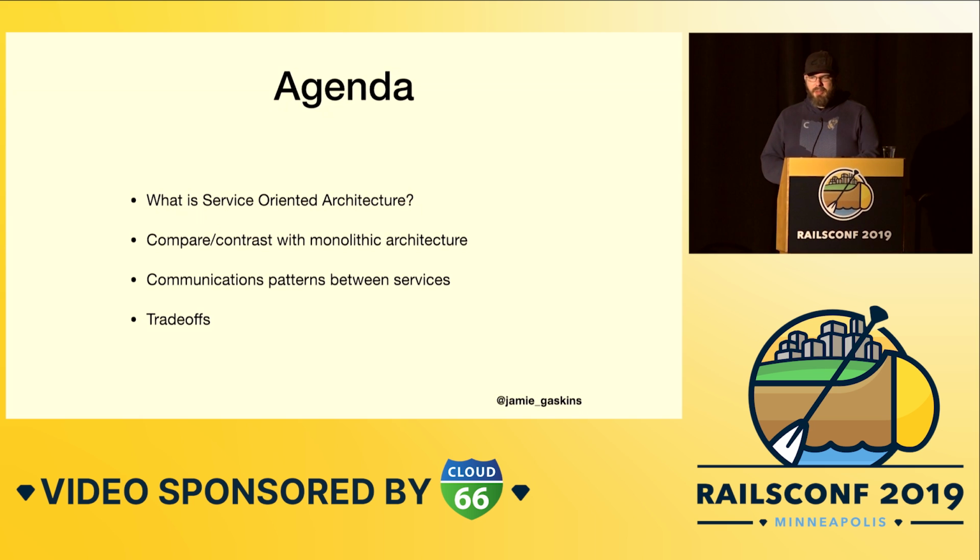Some of the things we're going to go over today are what service-oriented architecture is. We're going to compare that with our traditional Rails monolithic app. We're going to look at some communications patterns between these decentralized services, and some of the trade-offs of choosing one pattern over the other.